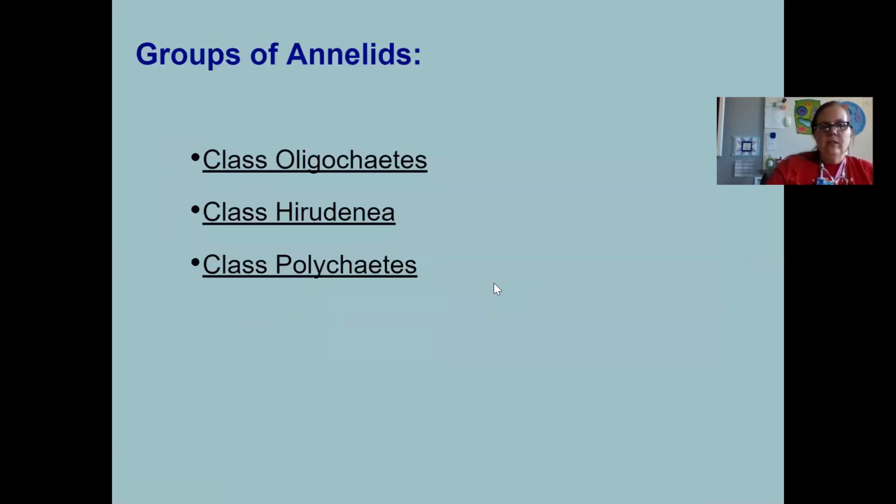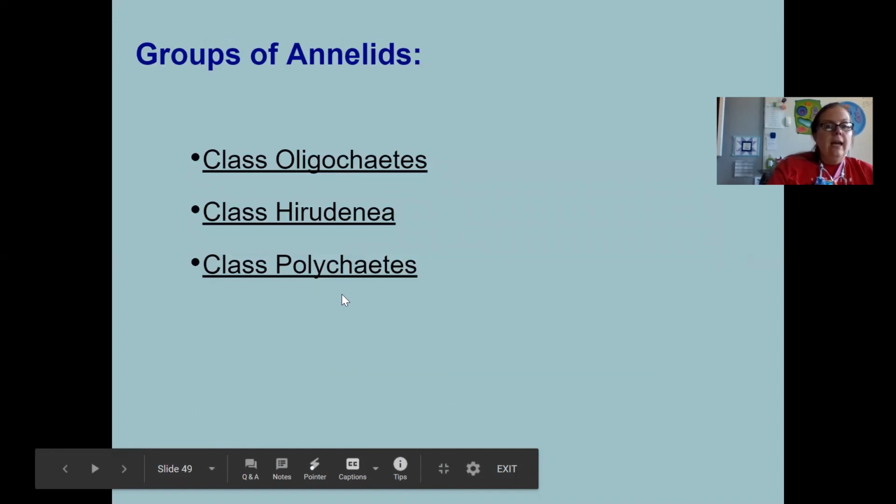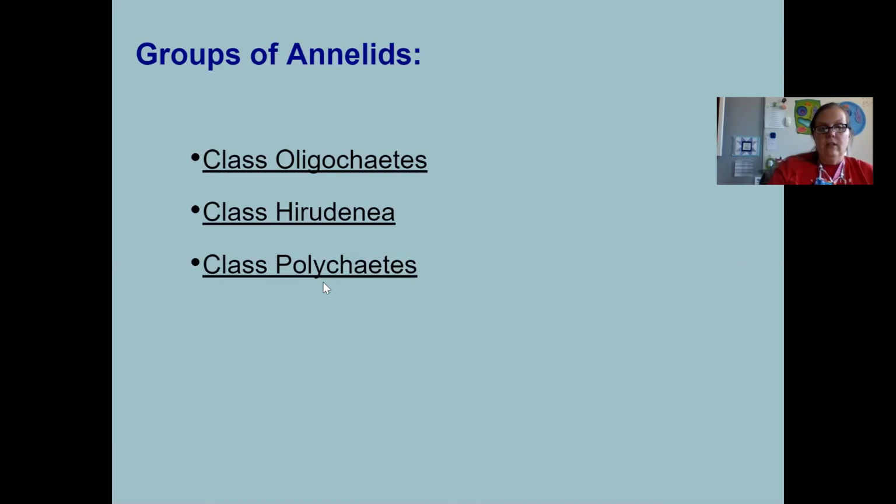All right, we're on to slide 17, where you're going to look at the classes of annelids, the oligochaetes, the Hirudinea, and the polychaetes. And you're going to get an example and a picture for each of the classes.